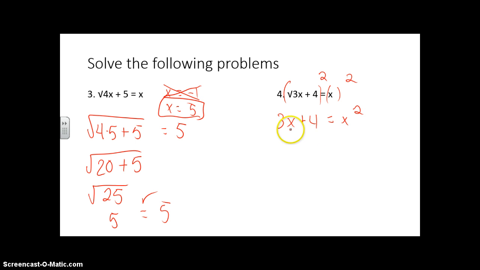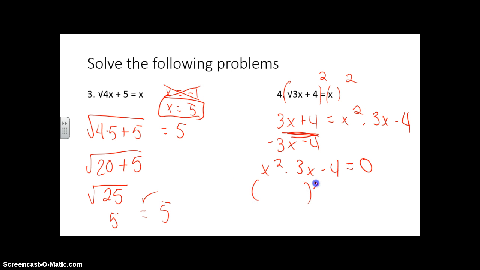Similar to the last problem, I want to set this equal to 0 to find my x's. So I'm going to bring my 3x plus 4 over to the right. So I'm going to subtract 3x and subtract 4 from the left. I'm also going to do that to the right side. So what I have here is x squared minus 3x minus 4 equals 0. I want to factor this out to set this equal to 0.